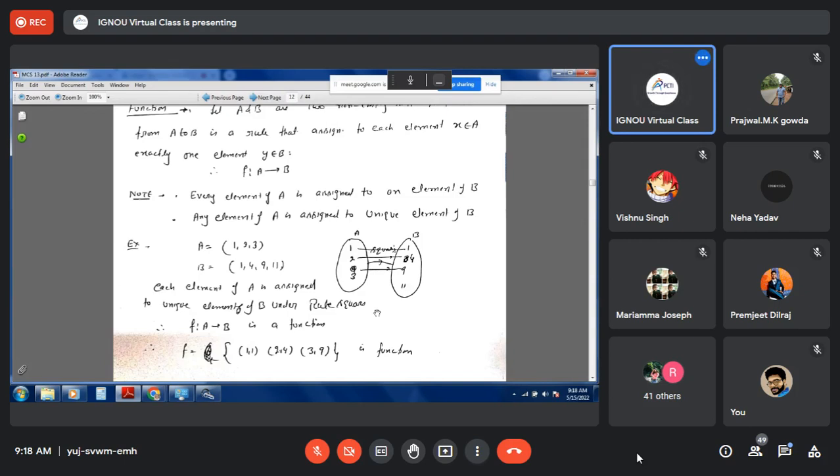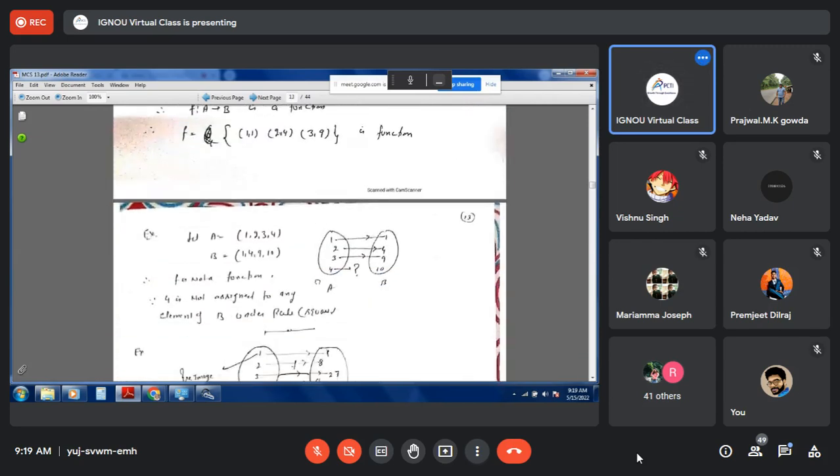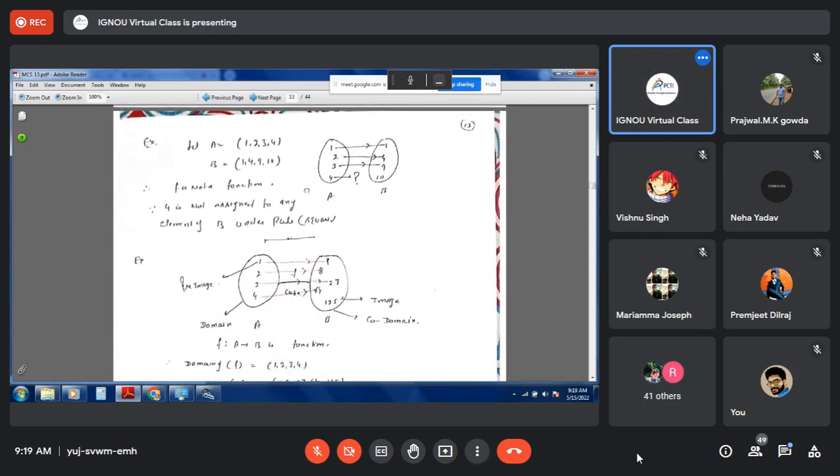It is also a formation of a numerical. Simply, you are given f is equal to (1, 1), (2, 4), (3, 9). Check whether it is a function or not. We will say yes, it is a function. Why? Every element of A has a unique and different image in B. See more examples from your booklet.